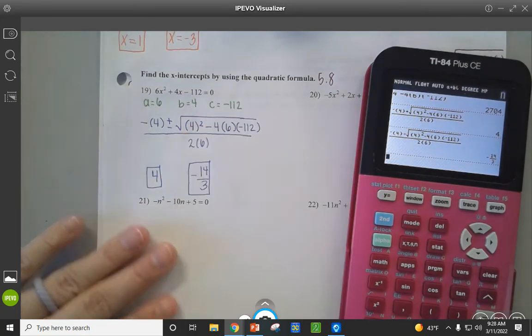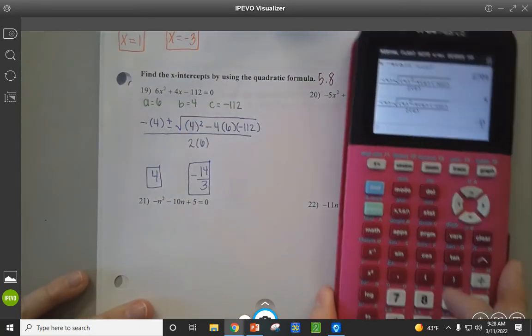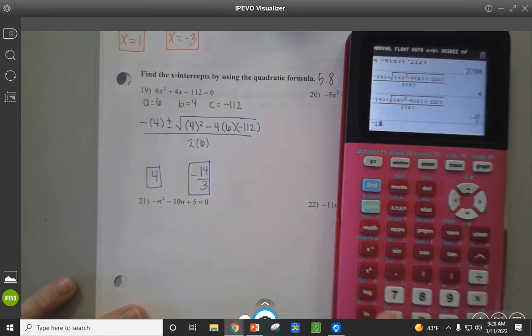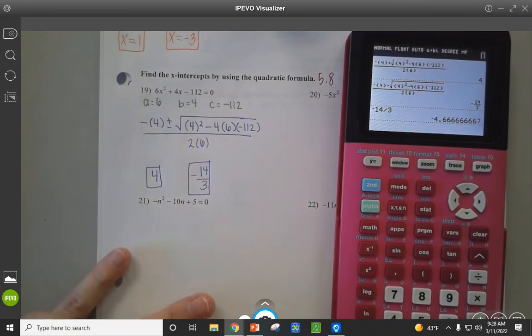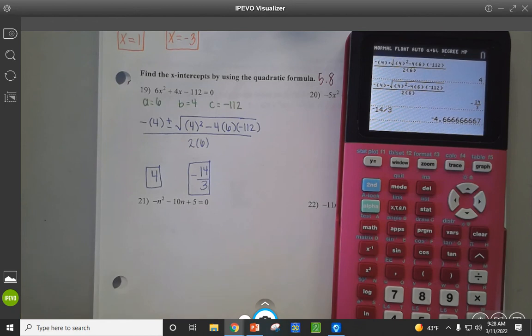Now, if on the test it's multiple choice and you see decimals, just type in negative 14 divided by 3. Either way, there's a few ways to get it to a decimal. Personally, I feel like this is the easiest, but whatever.